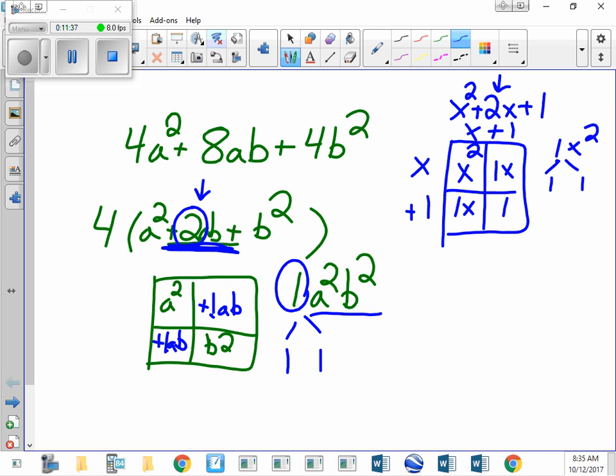Yep. What does the top row share? A. If I take out an a, what's left? A plus b. If I take out an a over here, I get a plus b. So my factors are 4, a plus b, and a plus b. That one was kind of tricky.